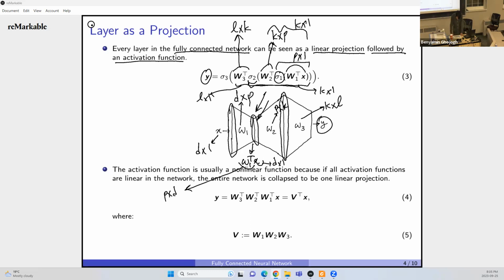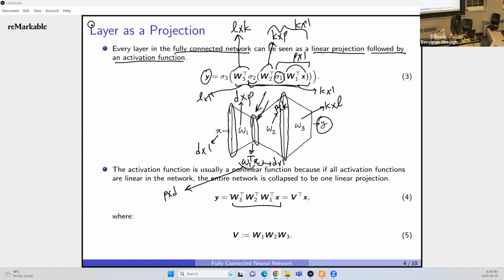Then do you agree that you will have exactly this equation, right? W3 transpose, W2 transpose, W1 transpose X. Do you agree that as W3 transpose is a linear projection onto the column space of W3, W2 transpose a linear projection onto the column space of W2, W1 transpose a linear projection onto the column space of W1, all of them are just linear projections. When you have a linear transformation of a linear transformation of a linear transformation, the whole thing is also a linear transformation.